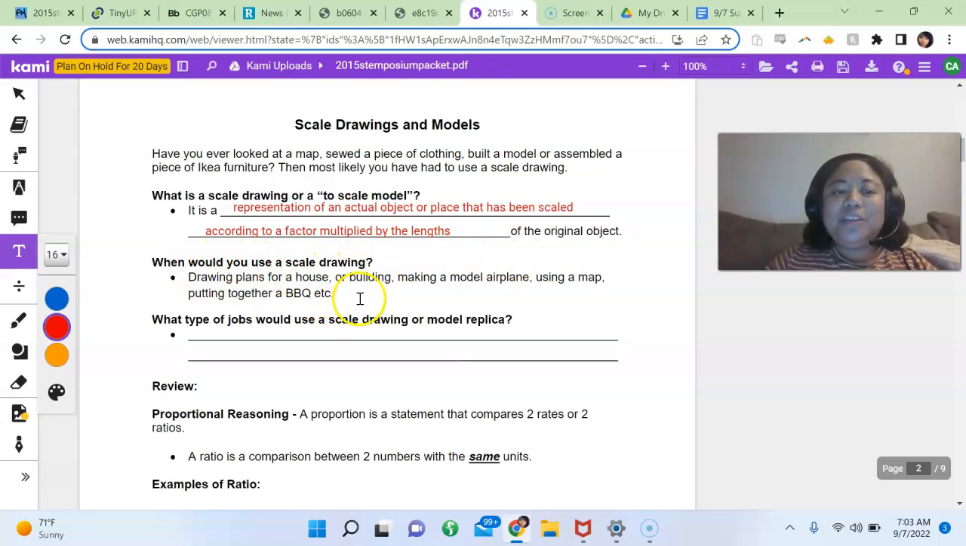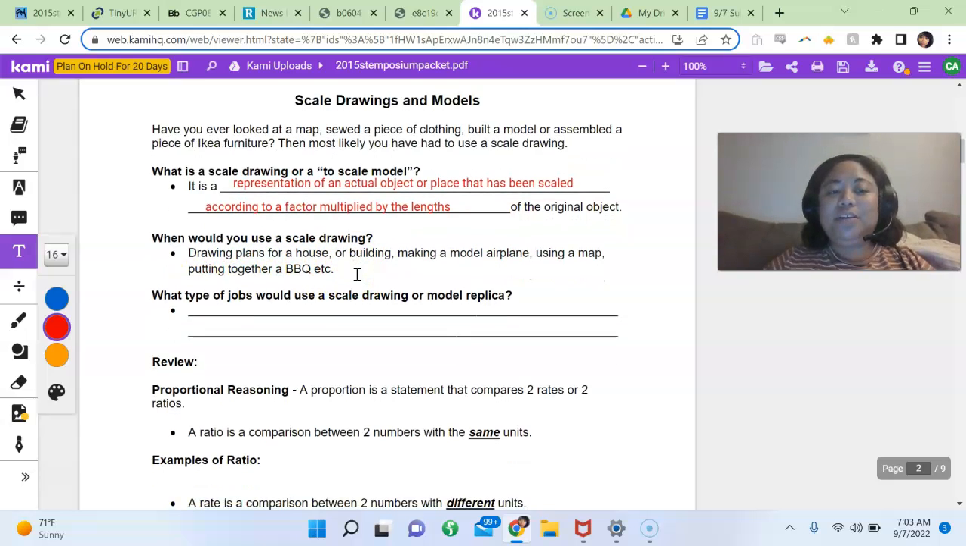So here are times when you would use a scale drawing. Maybe you're drawing plans for a house or a building, or making a model airplane, or when you're using a map, or when you're putting together a barbecue. There's lots of times when you would use a scale drawing because you don't necessarily want to work with the size of the full thing yet. You need to have a plan. You need to have some sort of scale drawing to deal with before you work with the huge size of the actual thing.